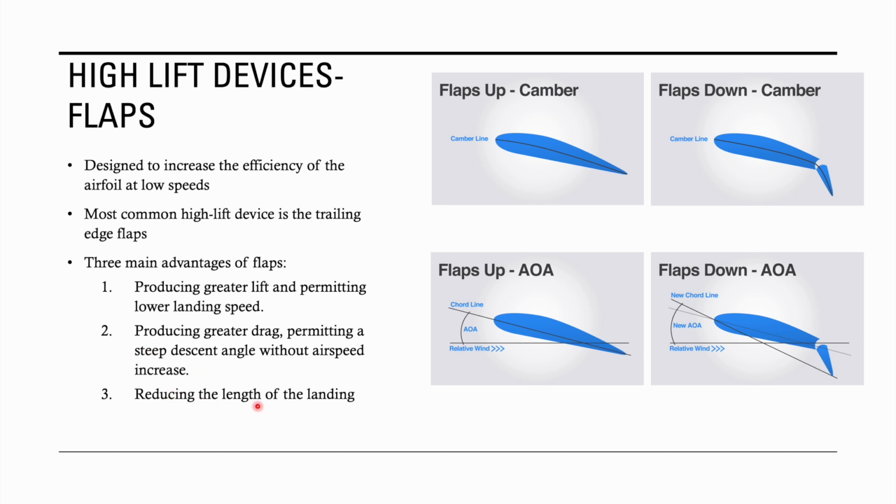Also, like I said before, it reduces the length of your landing. So not all runways are large enough for a large aircraft to land on, or for us to land if we're going 100 knots or something. So we generally have to slow down quite a bit in order to land within a safe distance.